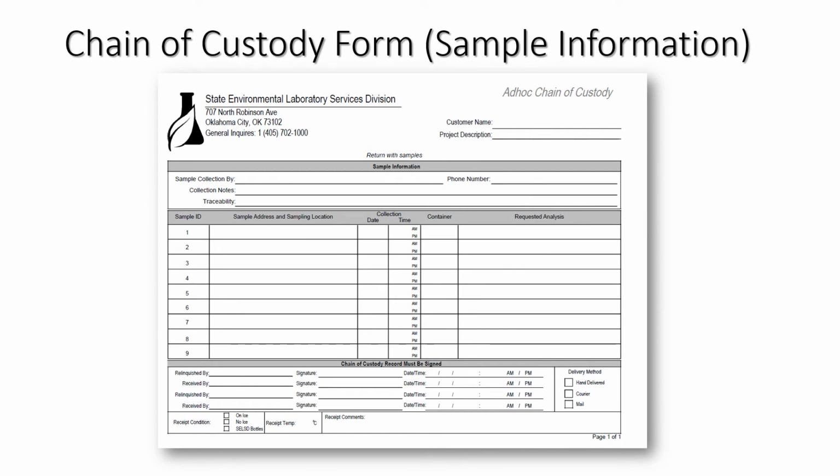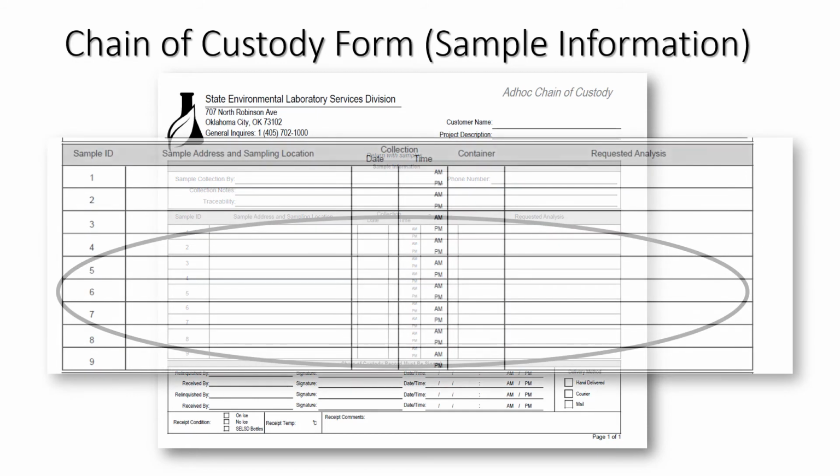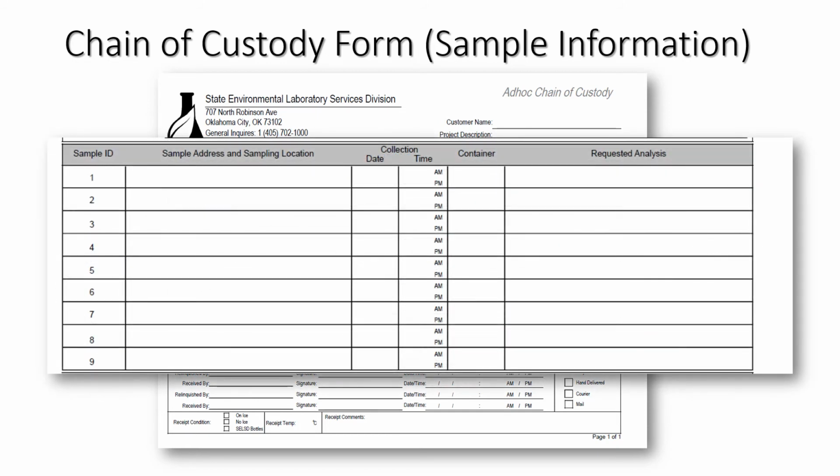As you collect your samples, fill in a line for each container you collect. In the sample address and location box, print the address or general location where you are collecting your sample and print the specific location where you took the sample. For example, 742 Evergreen Terrace, kitchen sink. After you collect your sample, fill in the date and time, circle AM or PM. You can leave the container field blank or describe your container or how many you collected.